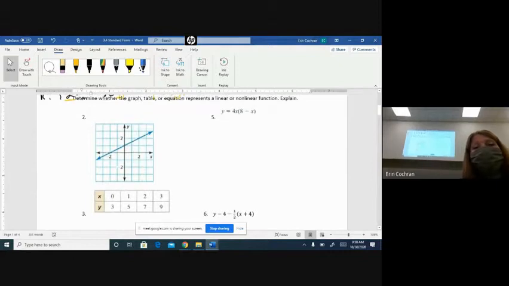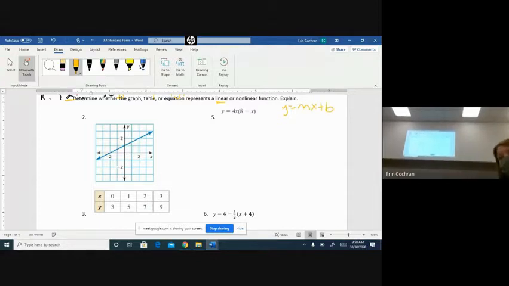Determine whether the graph, table, or equation is a linear or nonlinear function. Explain. What's linear again? A straight line or constant rate of change. Nonlinear means not a straight line and not a constant rate of change. Also, linear is what equation? Remember, that could be y equals mx plus b, right?